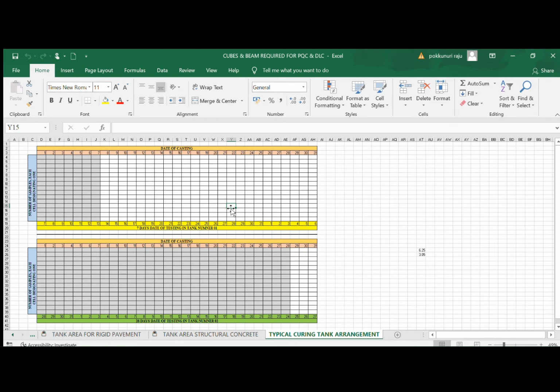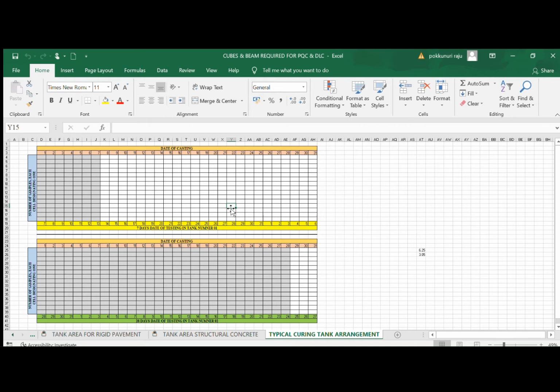Meaning, based on the number of cubes to be tested and the number of beams to be tested in a project, the area required to store the cubes, the area required to store the beams for curing, as well as for testing and for disposal of the broken cubes and beams, needs to be planned accordingly.